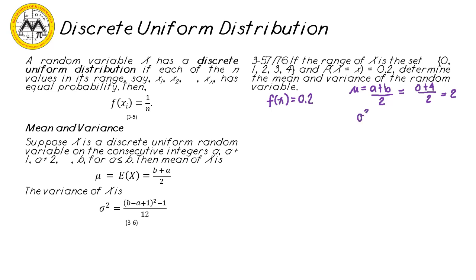While the variance is equal to b minus a plus 1 squared minus 1 over 12. So that is 4 minus 0 plus 1, which is 4 plus 1 squared minus 1, all over 12. So this is 25 minus 1, so 24 over 12. So sigma squared is 2.